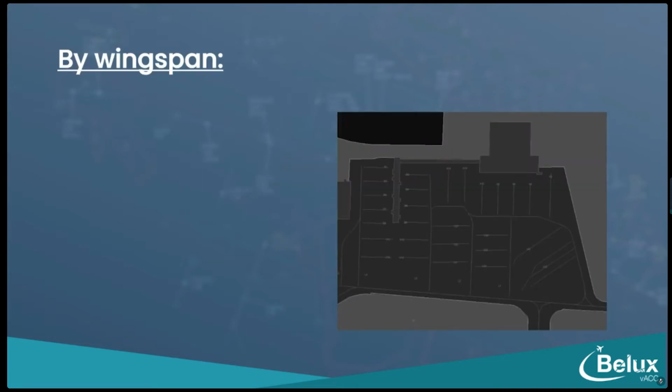So the first thing we're going to do is divide the apron into different wingspans. Every stand has a maximum wingspan. We're just going to divide it by wingspan first, then by some other characteristics, and in the end we'll combine everything, and then you'll see where the stand allocation comes from.